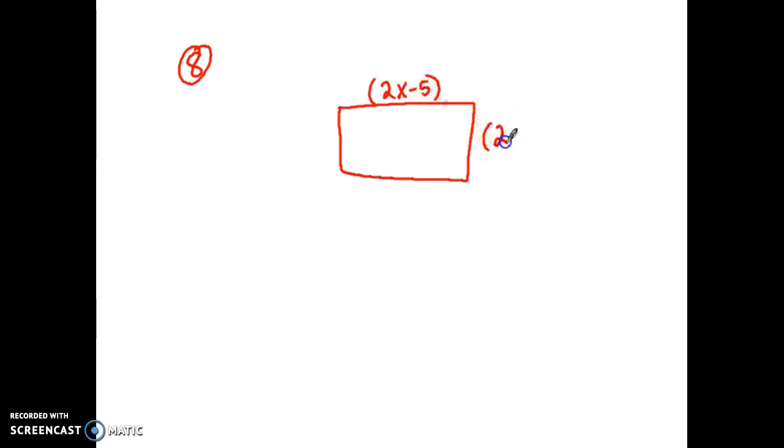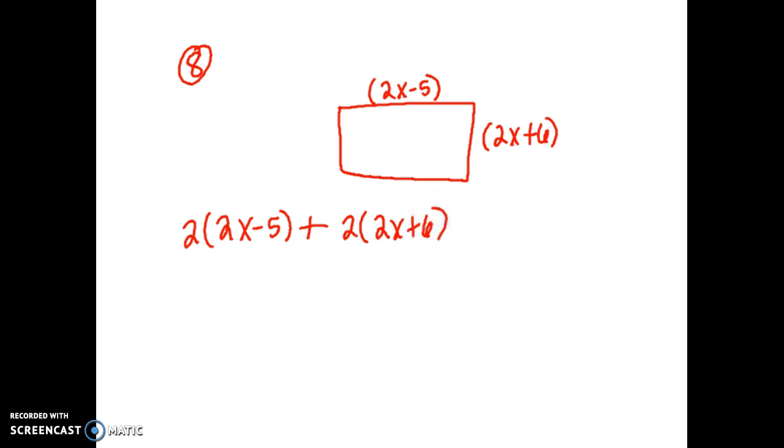For number 8, a rectangle has side lengths of 2x minus 5 and 2x plus 6. Find the perimeter. Write the linear expression in simplest form to represent the perimeter, and then find out the perimeter if the value of x is 12. So I have two sides that are 2x minus 5, so 2 times 2x minus 5, plus two sides that are 2x plus 6.